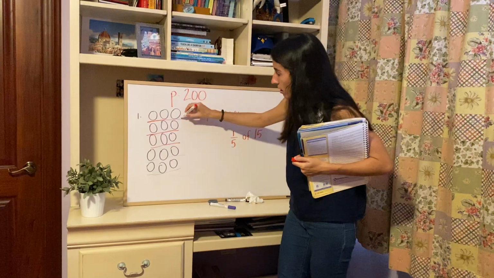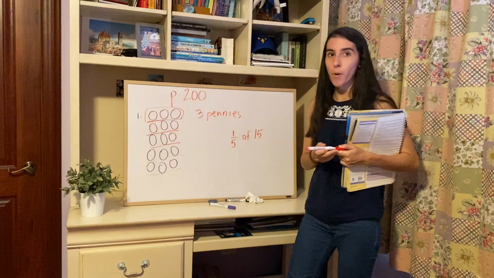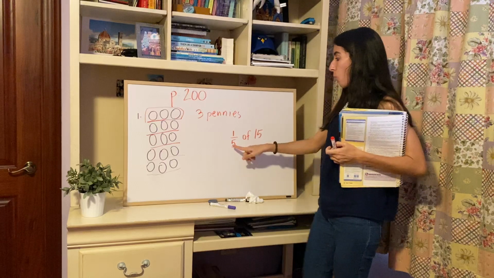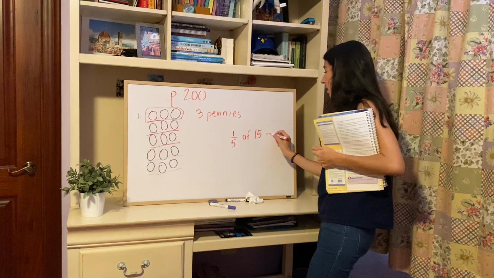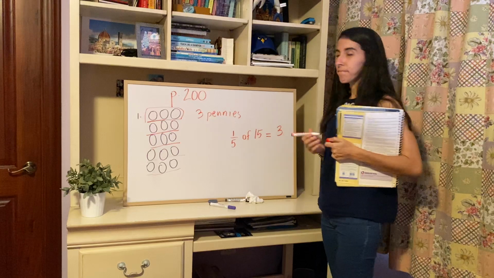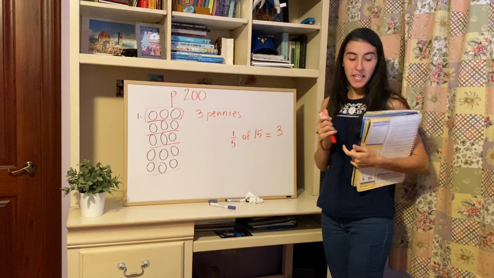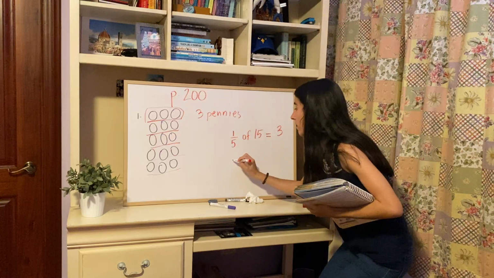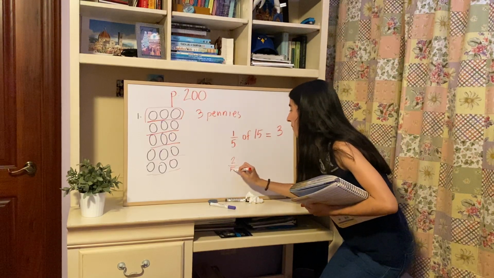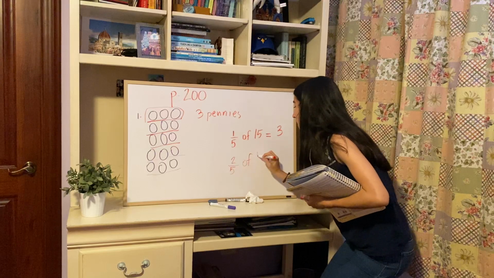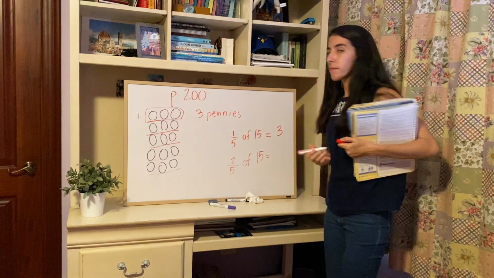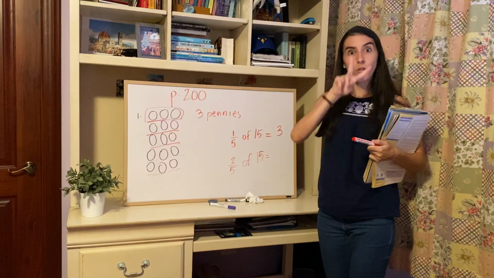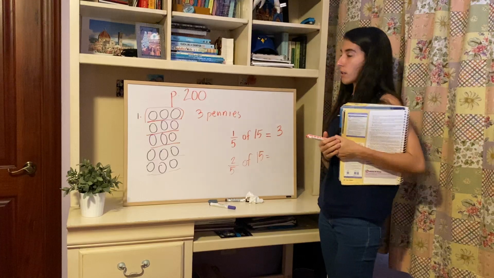So I'm going to go ahead, I'm going to box in one part. Do you see how many pennies there are? 1/5 of 15 equals 3. That's what you're going to write, okay? The next one says, oh, but I want 2/5 of 15. Okay, well, look at the pennies, box in 2/5, and there's your answer.